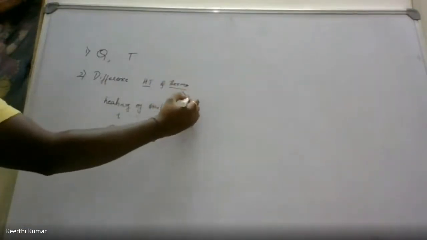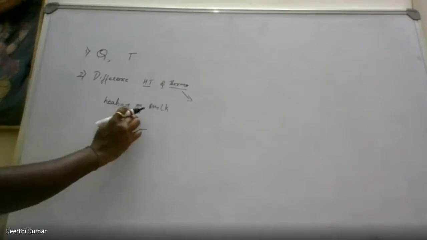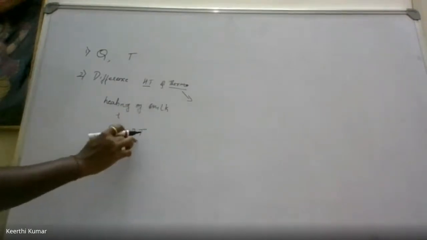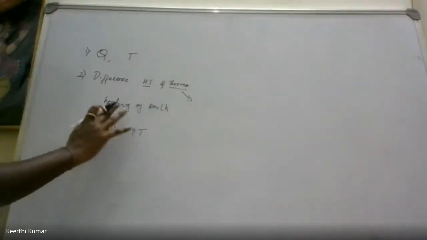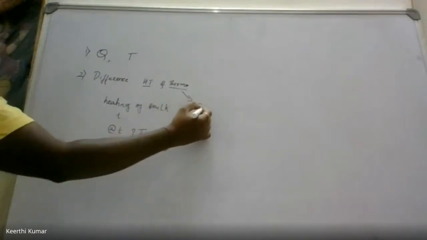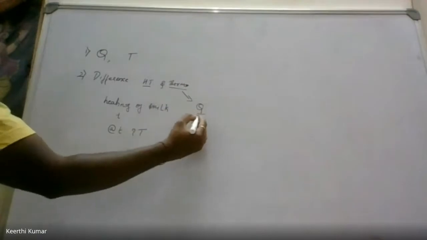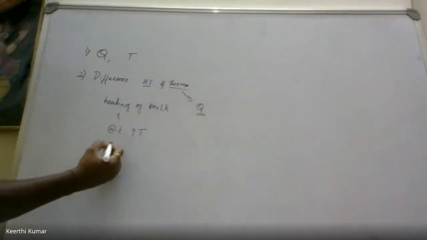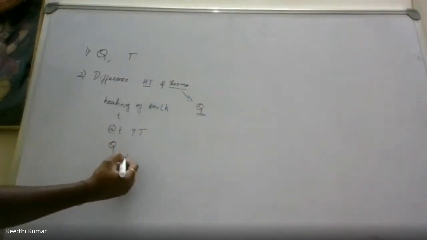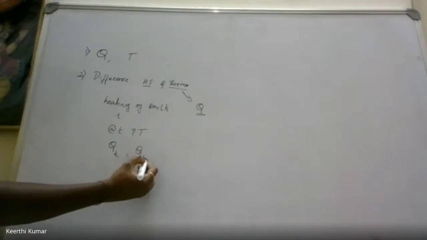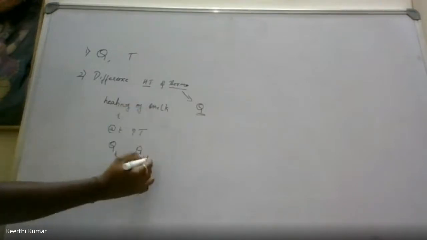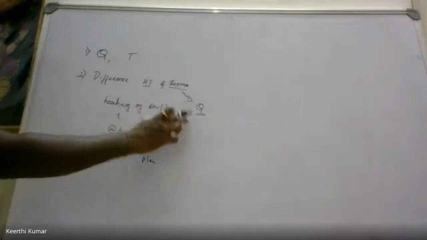But in thermodynamics, we cannot tell what time is required, or at some particular time what the temperature of the milk is. There are no equations. We can only find out the Q value after attaining the steady state. But here we can tell the Q value with respect to time, and with respect to final. Both we can tell. That is an advantage of heat transfer compared to thermodynamics.